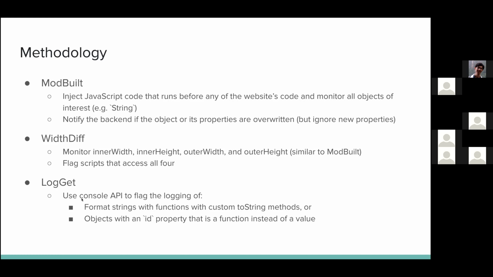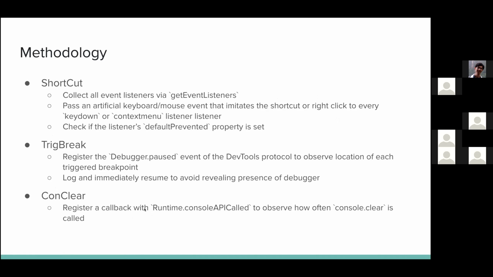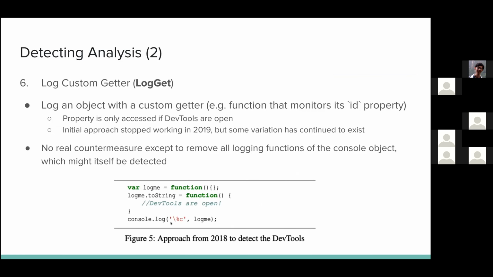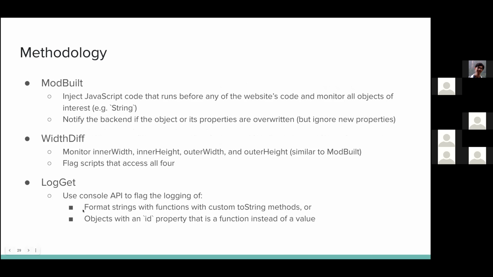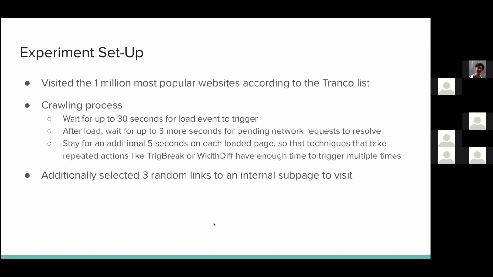Then for Logger, they use the console API to flag this. In the example I showed earlier, it blocks the function together with a format string. So to detect this, they flag any time a format string is used with a function that has a custom toString method, or when an object has an ID property that is a function instead of a value. And for the experiment setup, they visited the 1 million most popular websites according to a Tranco list.